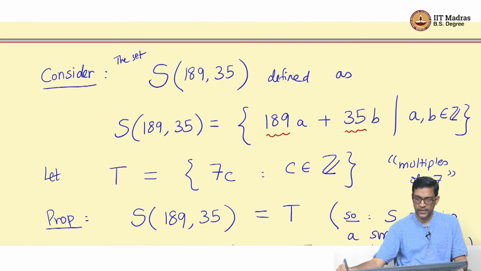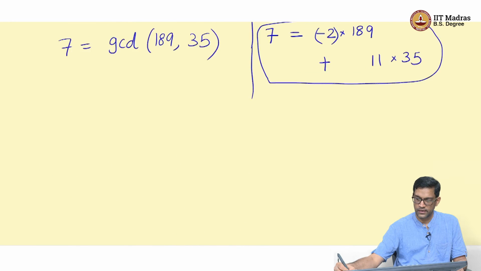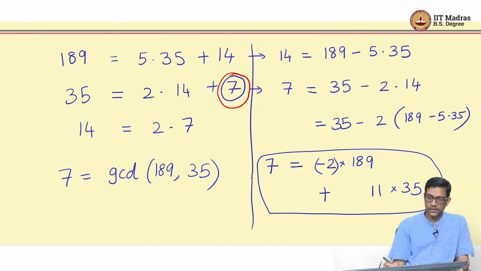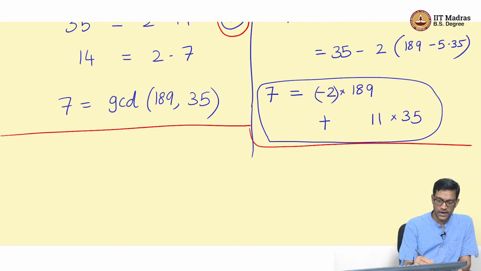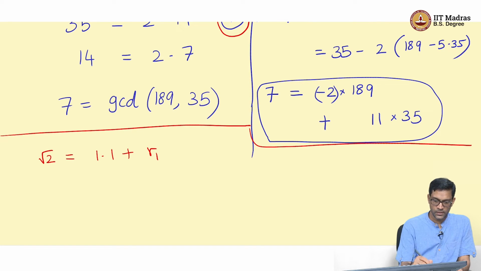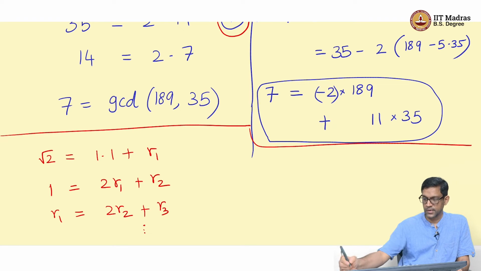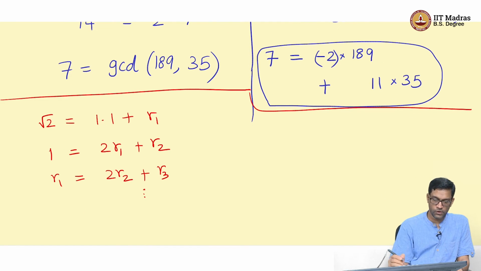But let us just go back here and see what computation we did with 189 and 35, and let us just try to copy the same thing, but with 1 and root 2. So, what was the step that we had? Root 2 was 1 times 1 plus R1, where R1 was the remainder. Now, I divided 1 by R1, got R2 as remainder. I divided R1 by R2, got R3 as remainder, and so on. I know what all these numbers are, R1, R2, R3. So, let us try and do what we did earlier.